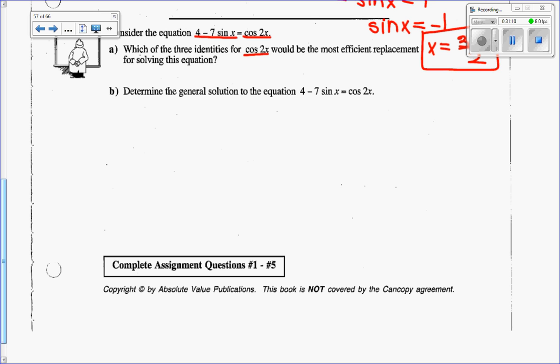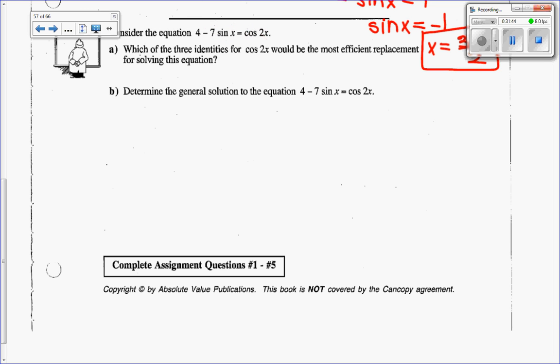For instance, if I'm trying to solve 4 minus 7 sine x, then I'm going to use the one that doesn't have any coses in it, because I want to get them all sines or all coses. I'm substituting this for something that's going to have sines in it, but I don't want to introduce coses into it or I won't be able to solve.